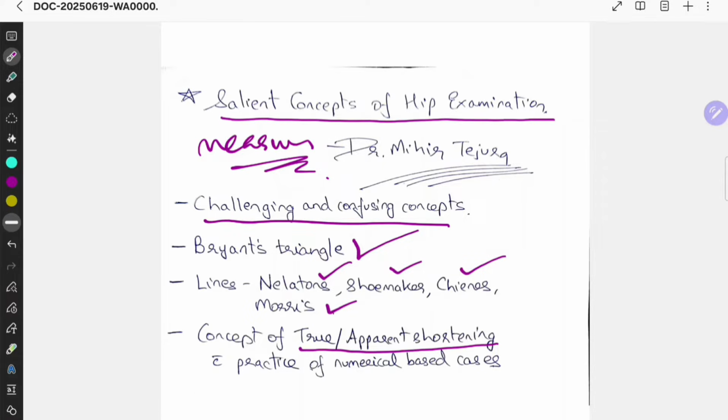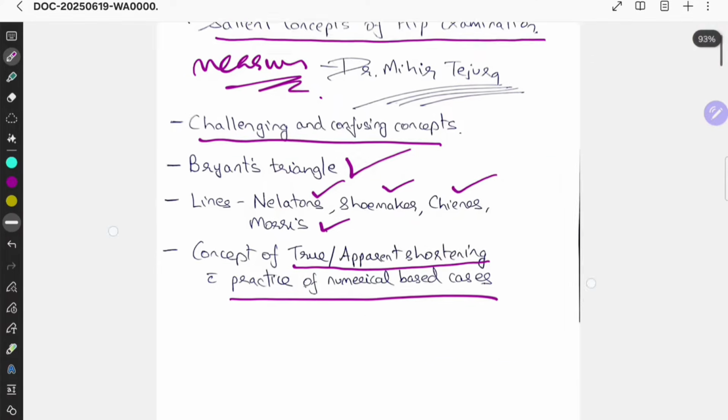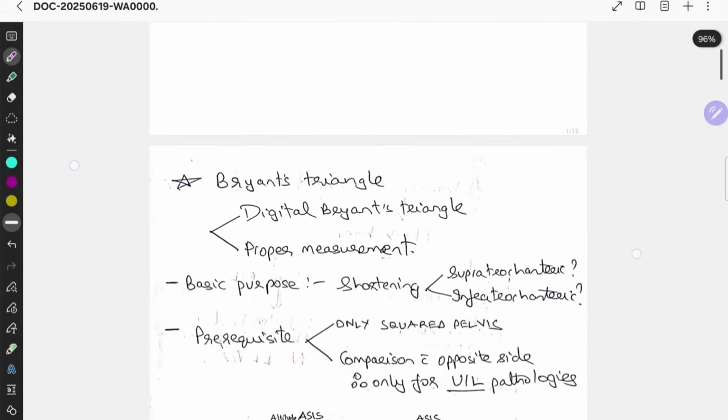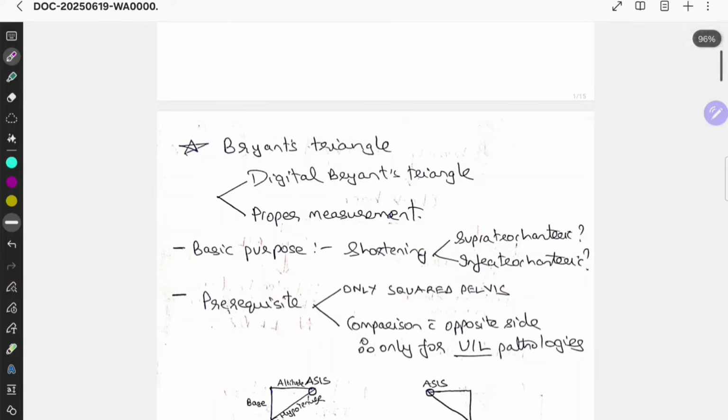And at the end, the part which I am most excited for is we are going to practice some numerical based real time cases, some cases which would require a little bit of hip examination knowledge, a little bit of reasoning, a little bit of logic, and a little bit of mathematics. So without further ado, let us begin with today's session on the salient features of hip measurement.